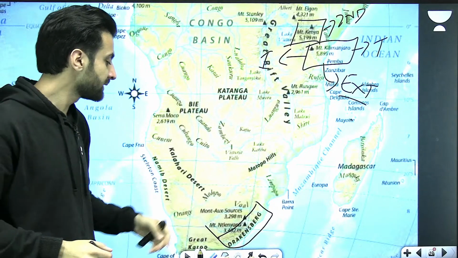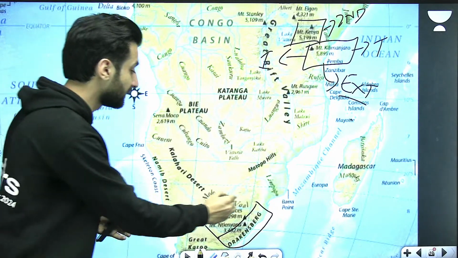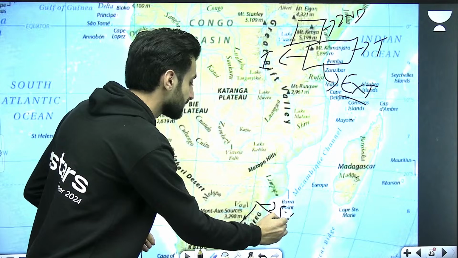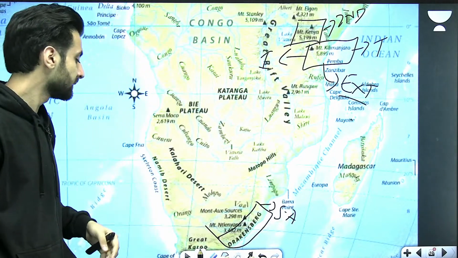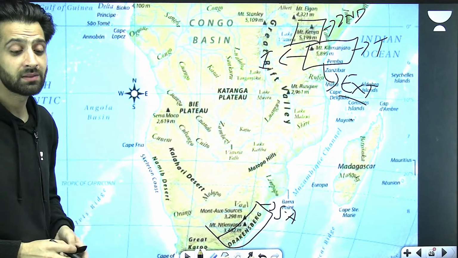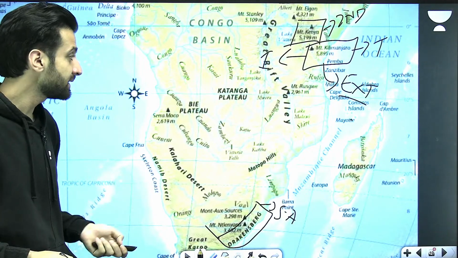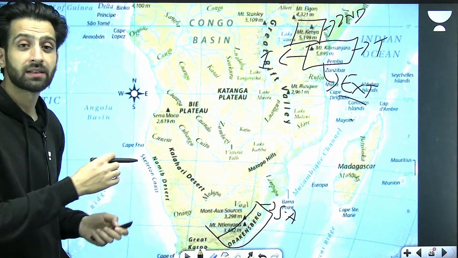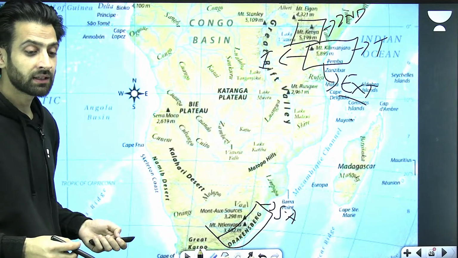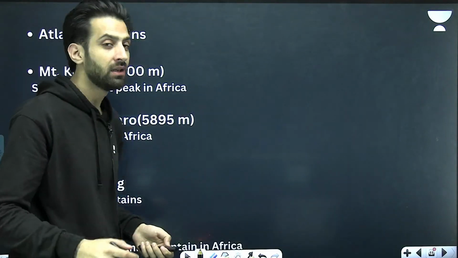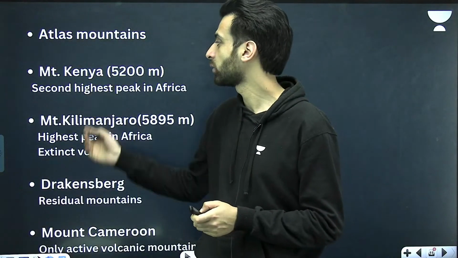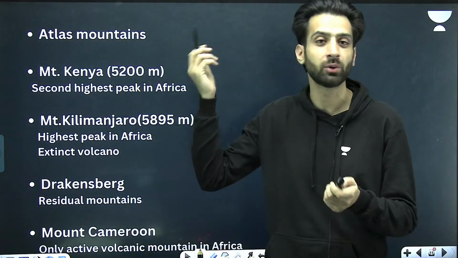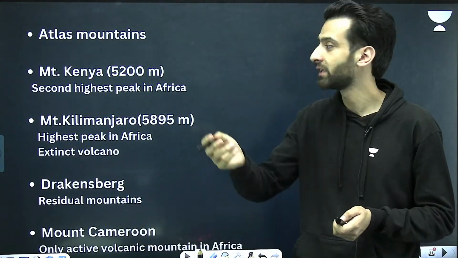Then we're talking about Drakensberg. It's located in South Africa. That's Mount Drakensberg. So this is about the mountains that are located in Africa, some of the important mountains that are likely to be asked in the exams. These are some of the points that I already mentioned. If you talk of the Atlas Mountains, you know about the location, Morocco and other places.